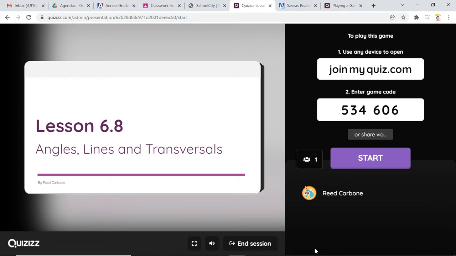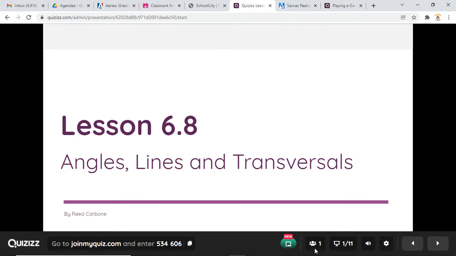Hi, class. Today we're going to go over lesson 6.8, and we're going to talk about angles, lines, and transversals. So let's get started on that. This is a little bit of a change up from what we have been doing in chapter 6.